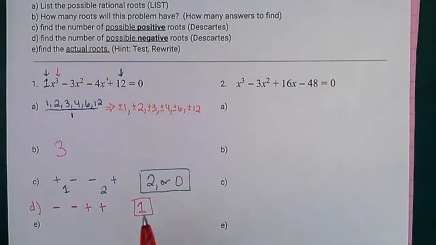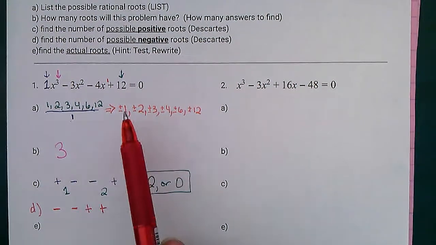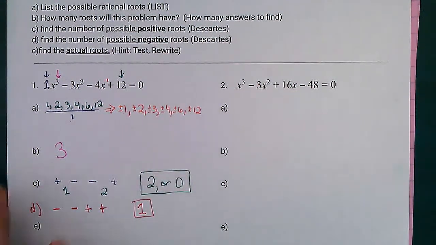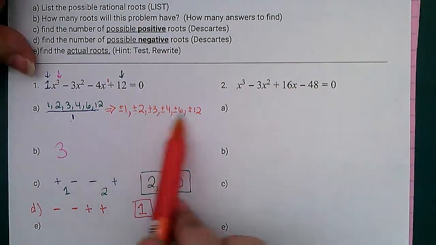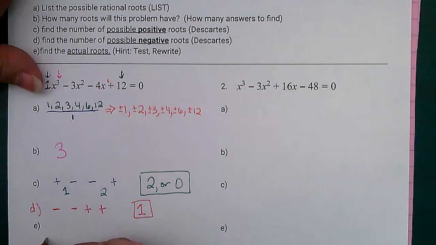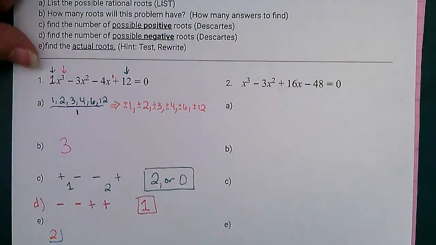All right, so what this tells me is I have 2 or 0 positive, and 1 negative. So since 2 is bigger than 1, I'm going to start with just positive numbers. So remember, you can pick any number from this list, any number at all. I feel like picking 2. No real rhyme or reason, just feel like it. And then we test using synthetic division.